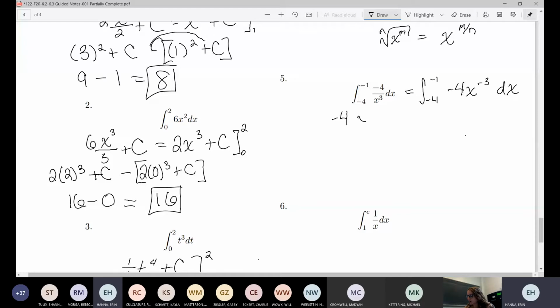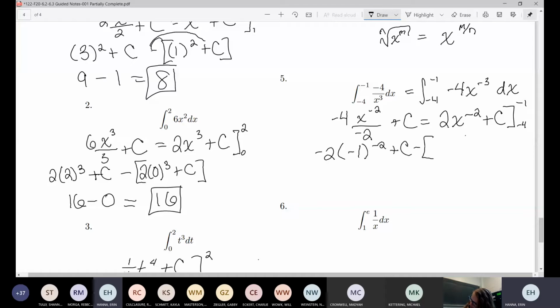So the negative 4 comes along for the ride. We add 1 to the power, so we'll get negative 2 divided by the new power plus c. If we reduce those constants a little bit, we'll get 2x to the negative second plus c, and we need to go from negative 4 to negative 1. So plug in top bound, subtract what we get when we plug in the bottom bound. To help finish this without a calculator, I'm going to switch it back into its fractional form, so I'm going to make them positive exponents. I'm going to cancel out the c's already, so I'm just going to reduce to those 2 pieces.